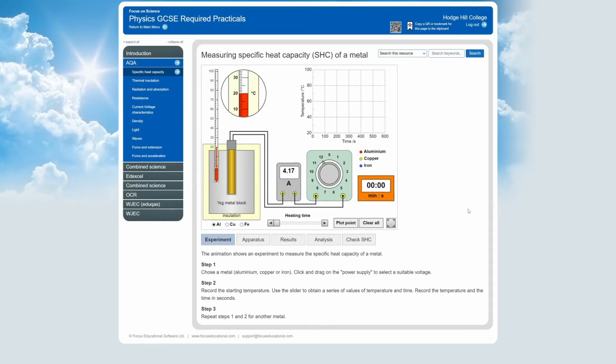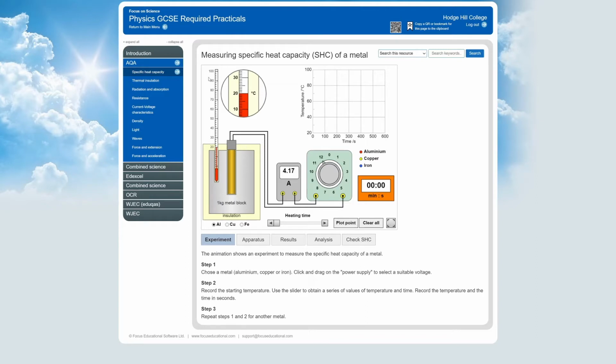This simulation is a way of testing to see how metals react when they're heated. So I'll quickly go through a few of the things just to show you how this works. At the bottom here, I can change the name of the metal. So I've got aluminium, I've got copper, and I've got iron. That is my independent variable that I'm going to investigate. I'm going to see how each of these heat up.